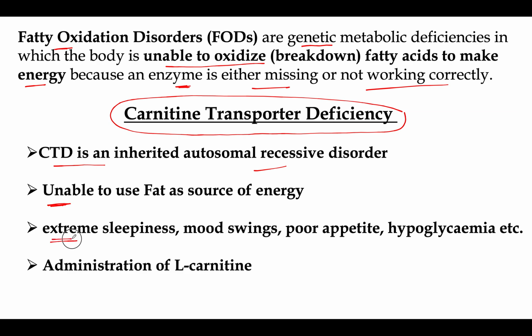Because this kind of disorder generally affects energy production, it affects brain function, and these people have extreme sleepiness, the reverse of insomnia, my bad, mood swings, poor appetite, and hypoglycemia. And the treatment for this is to administer L-carnitine. So carnitine transporter deficiency is one of the most well-studied fatty acid oxidation disorders.